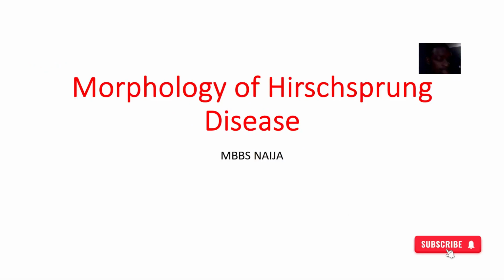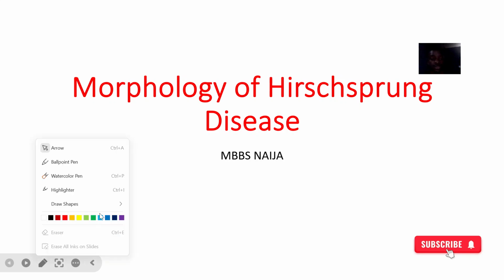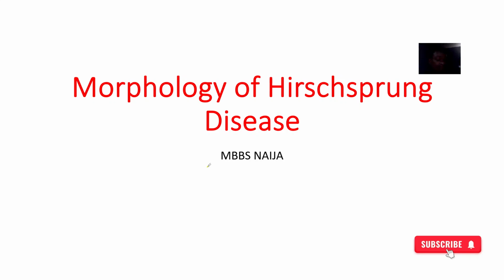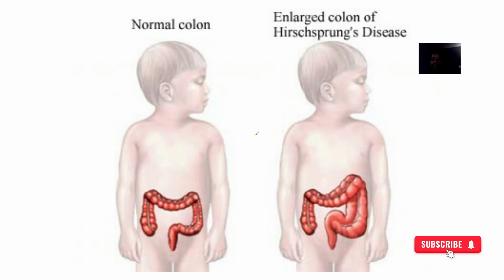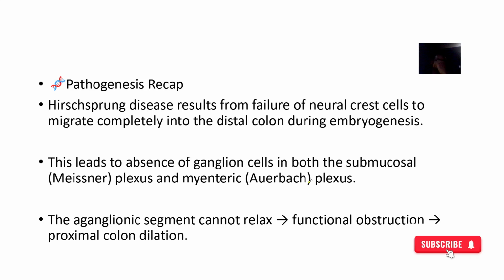All right, so we are up to our next discussion here, and for this, we're talking about the morphology of Hirschsprung's disease. Morphology of Hirschsprung's disease. It just has to do with this enlargement of the intestines. Morphology is more of how it will look, the physical characteristics.